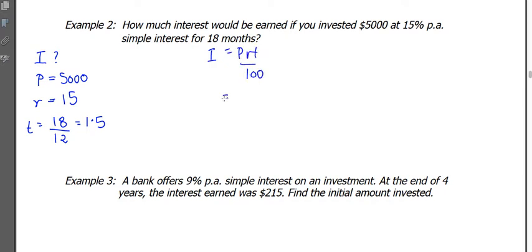Let's now do our simple interest formula. I is equal to PRT over 100. That's 5,000 by 15 by 1.5 over 100. And what you should get when you do that is 1,125.